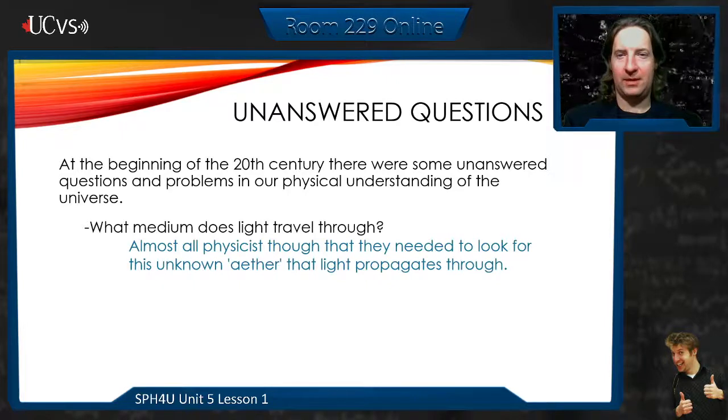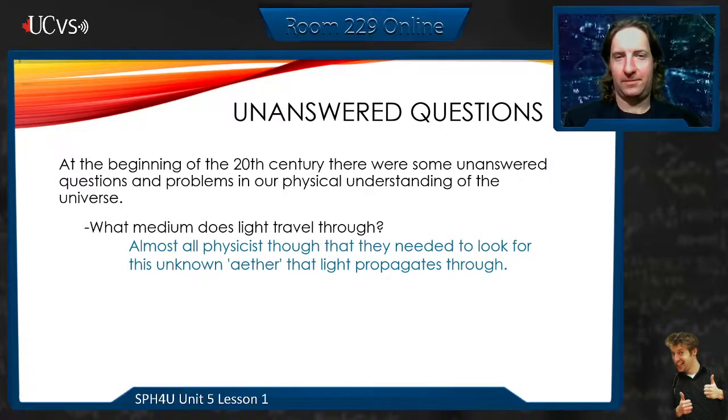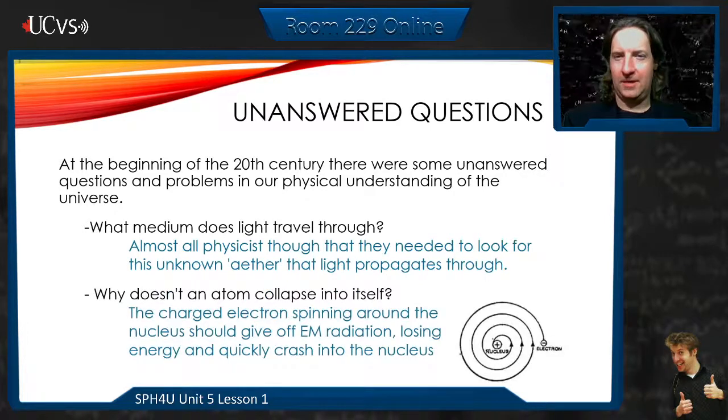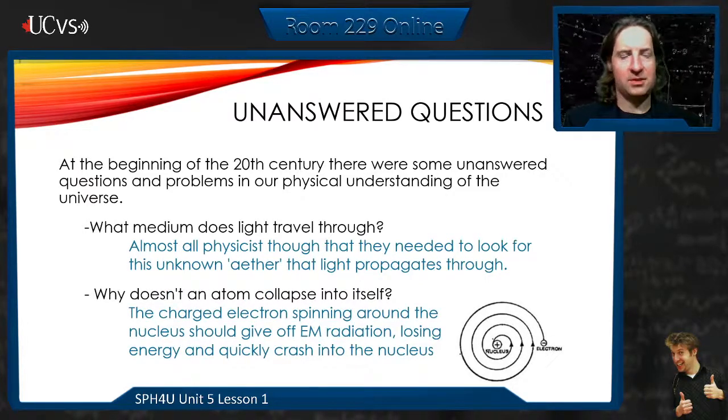One of the big ones about light that was confusing everybody was, what does light travel through? For a wave to travel, it needs a medium, right? Water, without the water, there's no water waves. Without air, there's no sound. So what does light travel through? We hadn't figured that out yet. That's what we were looking for at this point. So almost all physicists thought that we needed to look for some sort of what they called a luminiferous ether, something that light would be able to propagate through, something that these disturbances in the electric and magnetic fields would actually be in.